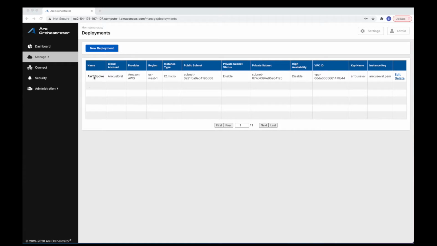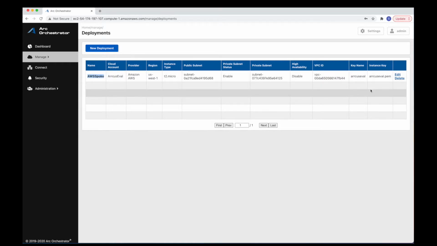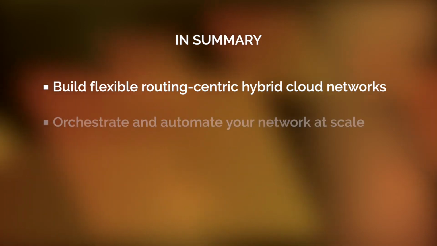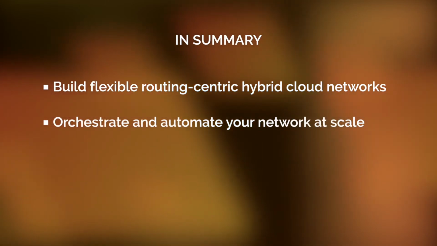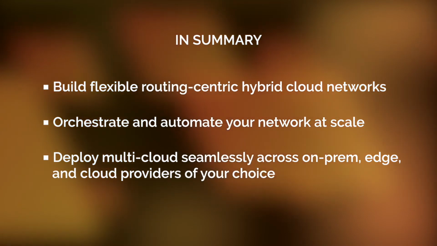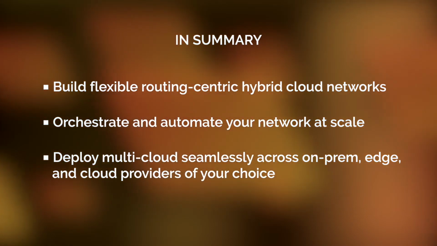The entire deployment in AWS can also be deployed using Arc Orchestrator's GUI. In summary, use Arrcus MCN to build flexible routing-centric hybrid cloud networks, orchestrate and automate your network at scale, and deploy multi-cloud seamlessly across on-prem, edge, and cloud providers of your choice.